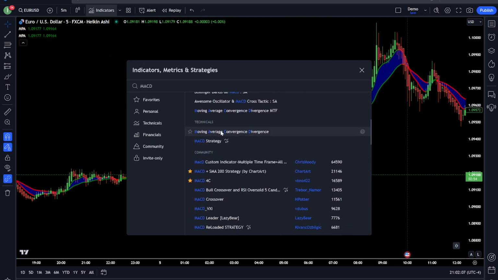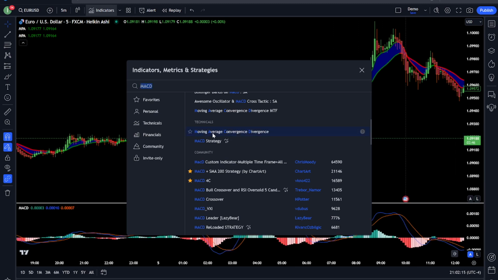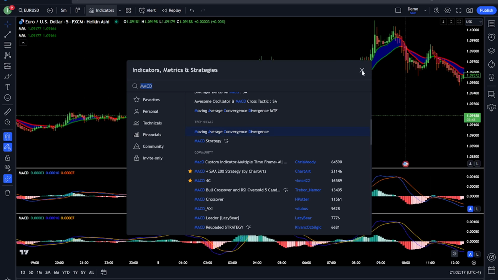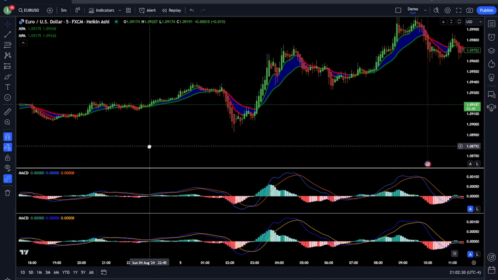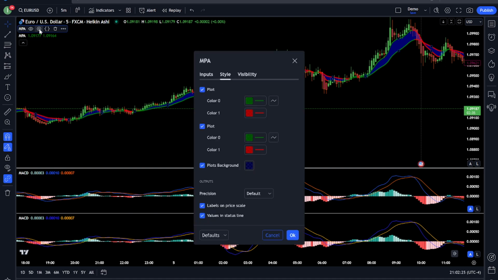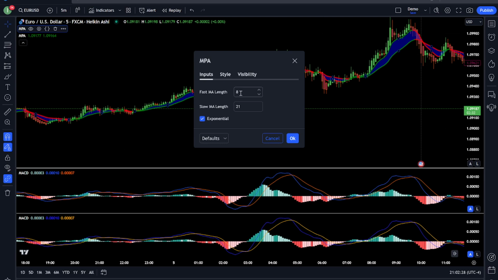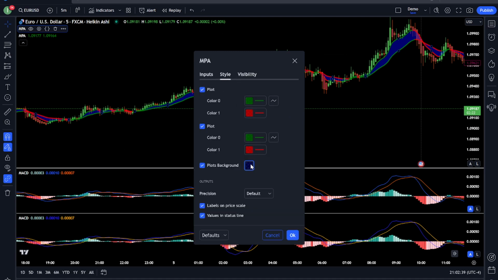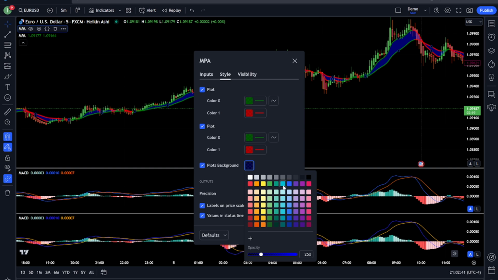Under technicals, you'll see this moving average convergence divergence. Select it once and select it a second time. So we have two MACDs. This is all we need. And then the settings. Go to the first MPA indicator. On the first MPA indicator, keep the settings the same, the fast MA 8 and slow MA 21. That will work.